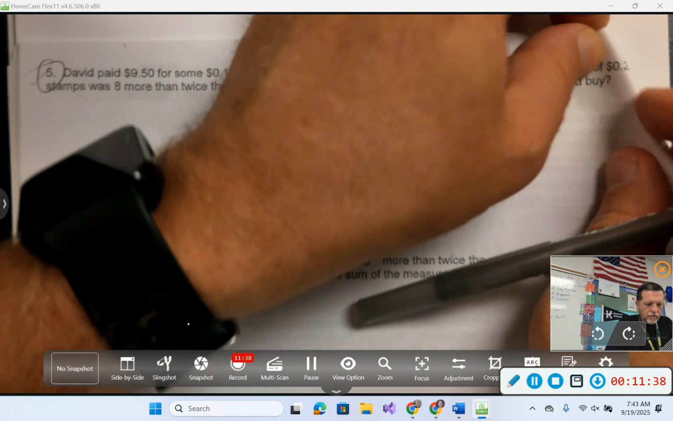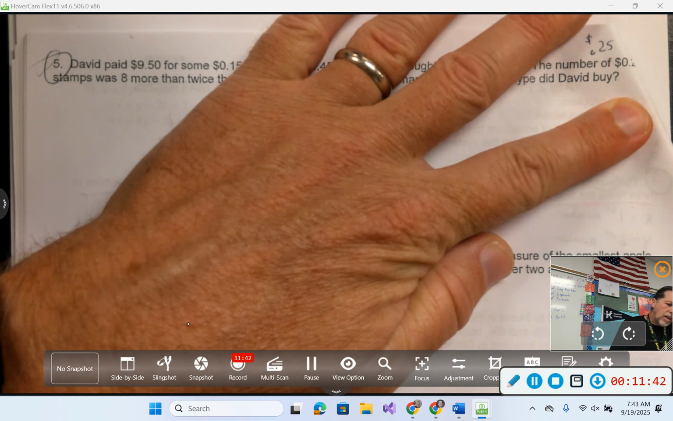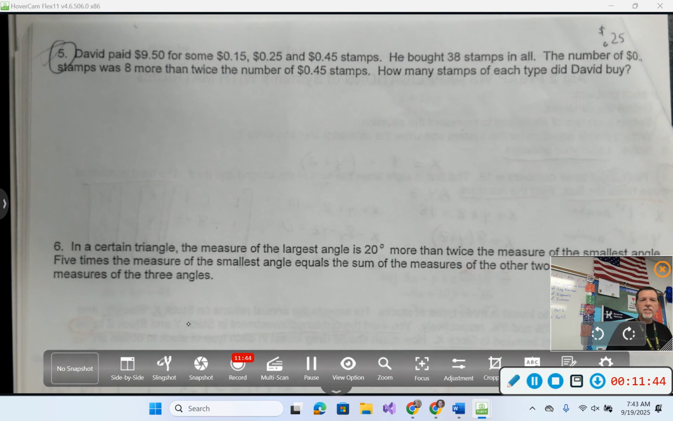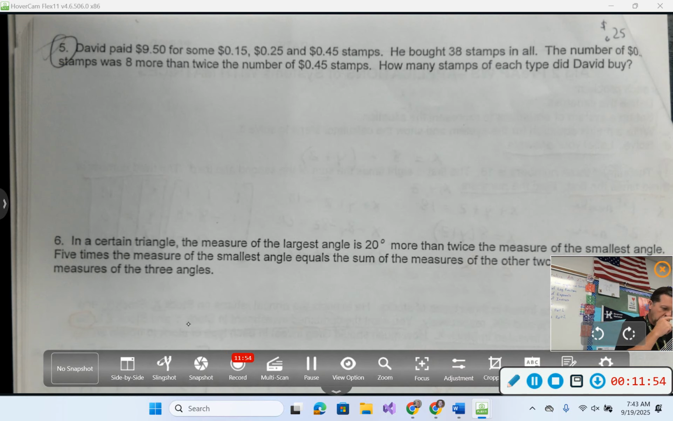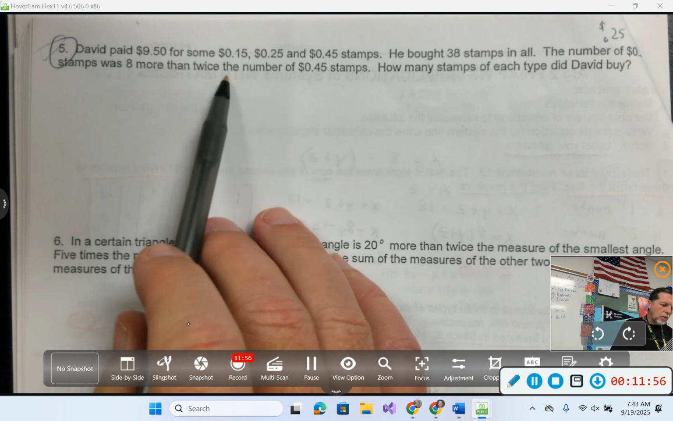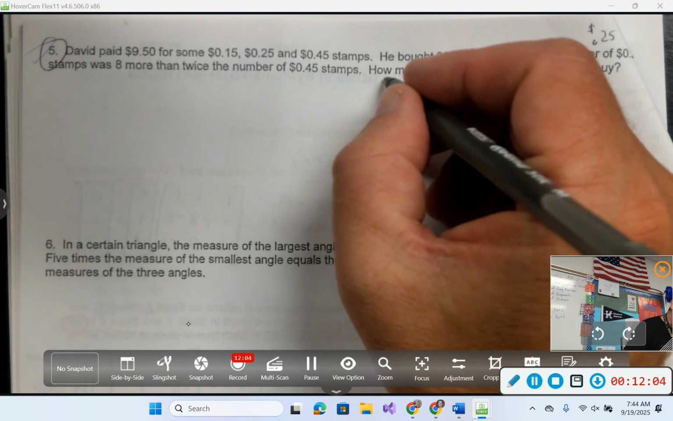Oops. I have to check the staple there, but that one's 25 cents. David paid $9.50 for some 15, 25, and 45 cent stamps. He bought 38 stamps in all. The number of 25 cent stamps was 8 more than twice the number of 45 cent stamps. How many stamps of each type did David buy? So there's our question.